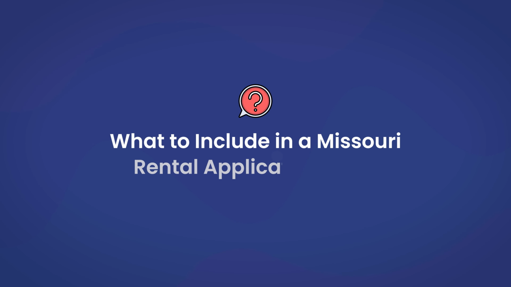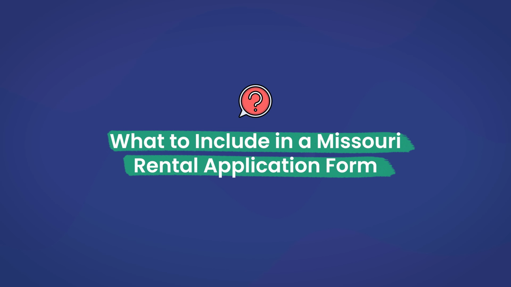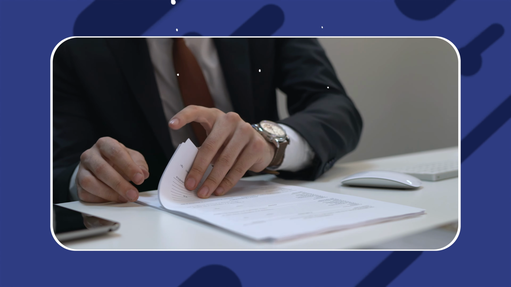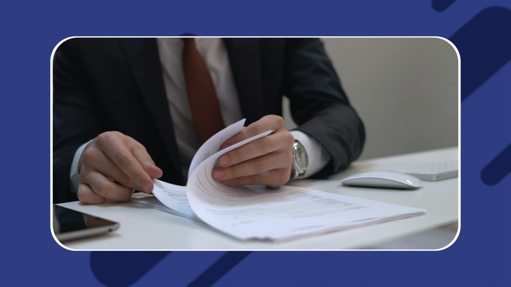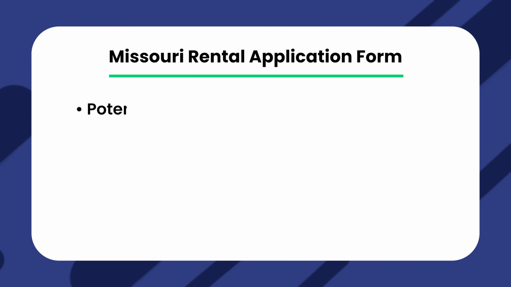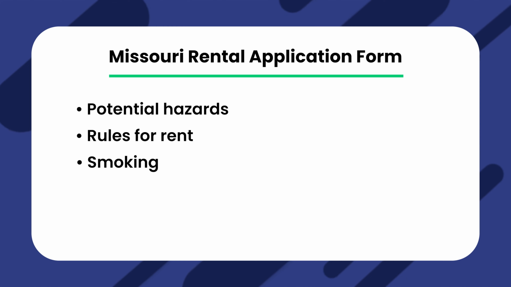Let's hop right into today's video with what to include in a Missouri rental application form. Because a rental application form is a legal document, it's important to be cautious when drawing one up. You don't want to leave out important information or include details forbidden by law. Missouri landlords must also disclose the condition of the property, potential hazards, and their rules for rent, smoking, and pets, among others. Here's what you need to request from your applicant on your rental application form.